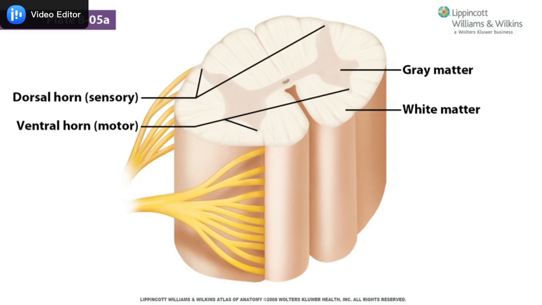In cross-section, the spinal cord has a central butterfly-shaped or H-shaped area of gray matter surrounded by white matter. The gray matter is arranged in a pair of ventral horns and a pair of dorsal horns. The cell bodies in the ventral horns belong to neurons involved in motor innervation, while those in the dorsal horns belong to neurons involved in sensory innervation.